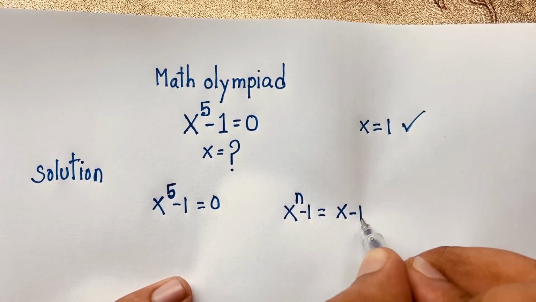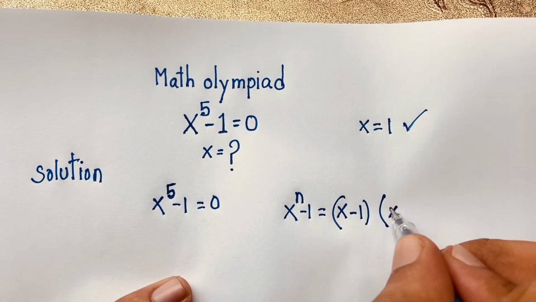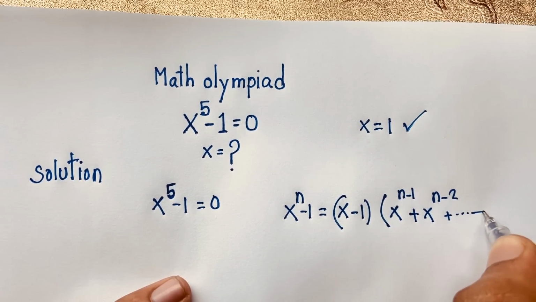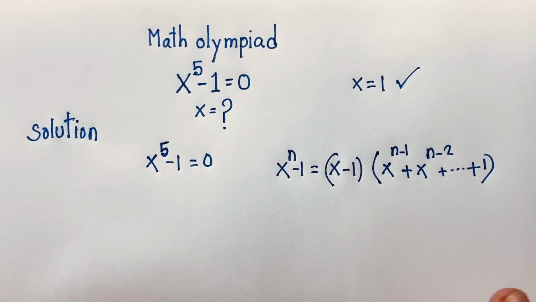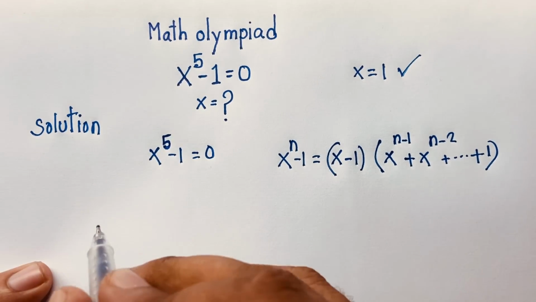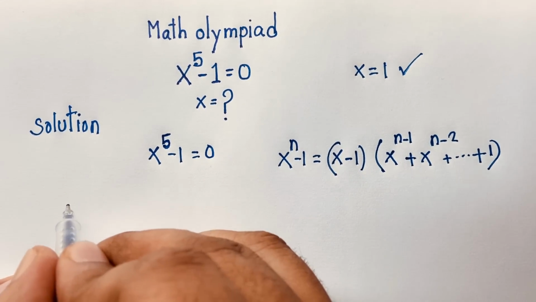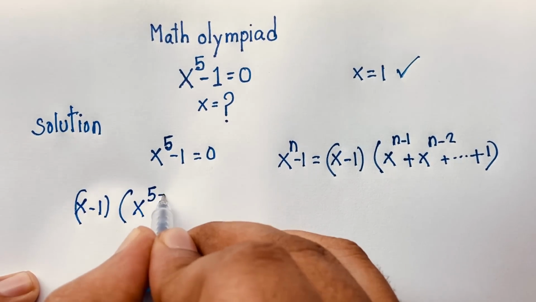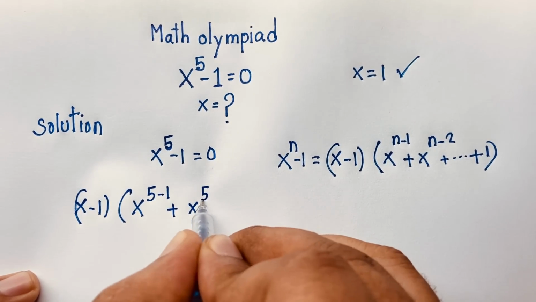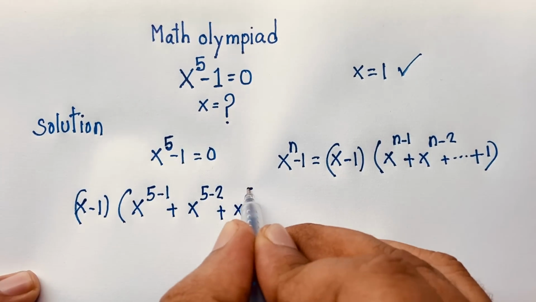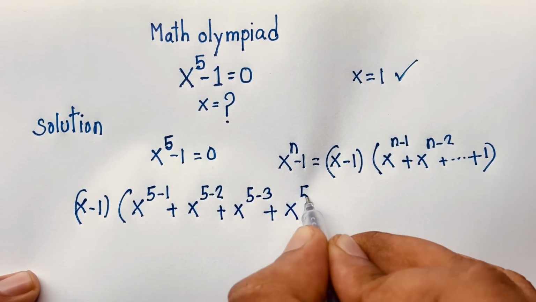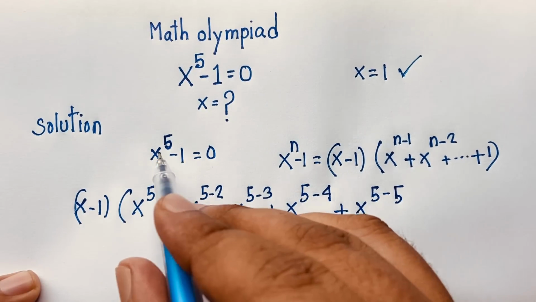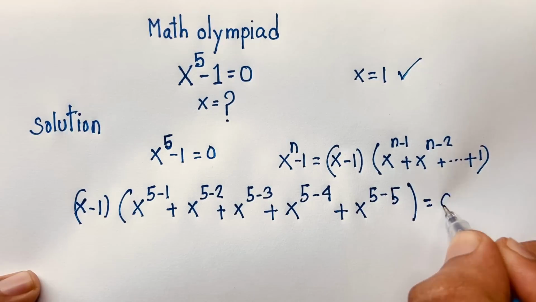Now at this moment, you can easily see x to the power n minus 1 will be x minus 1 times x to the power n minus 1 plus x to the power n minus 2 plus dot dot dot plus 1. So if I apply this formula here, x to the power 5 minus 1 is equal to 0 will be x minus 1 times x to the power 5 minus 1, plus x to the power 5 minus 2, plus x to the power 5 minus 3, plus x to the power 5 minus 4, plus x to the power 5 minus 5, is equal to 0.